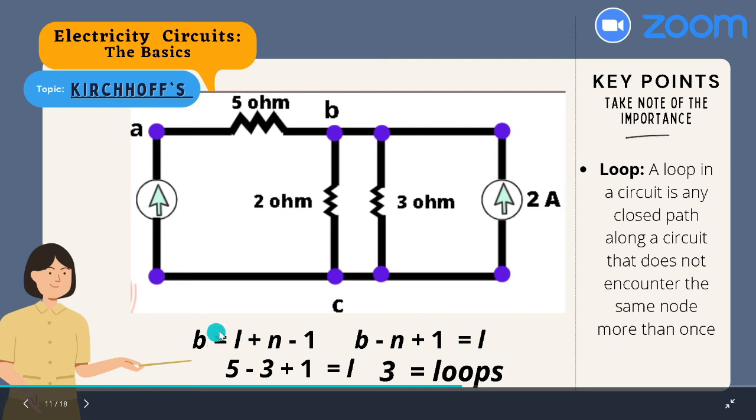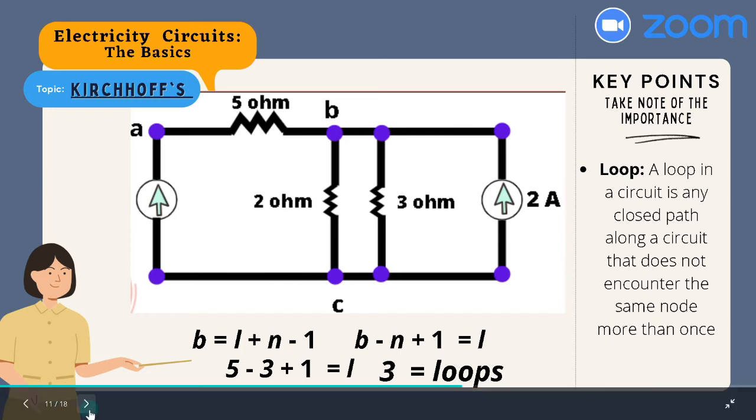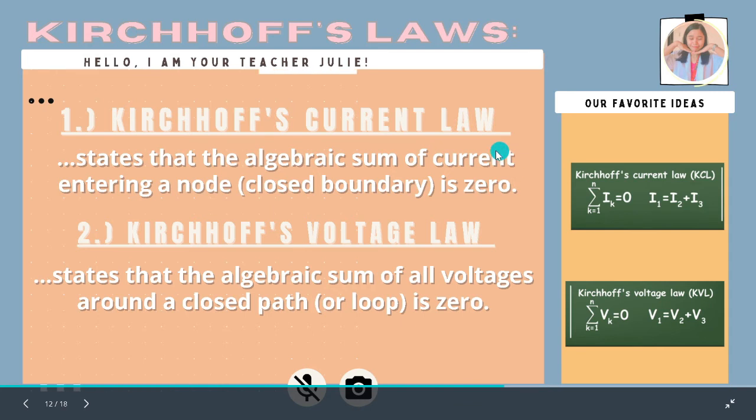B, so I transposed it so I can find the loops. This is 3 loops: 1, 2, and 3. 3 loops that are not connected in the same node more than once. Okay? So if you understand these basic terms, now you are ready to understand what Kirchhoff's law really is.